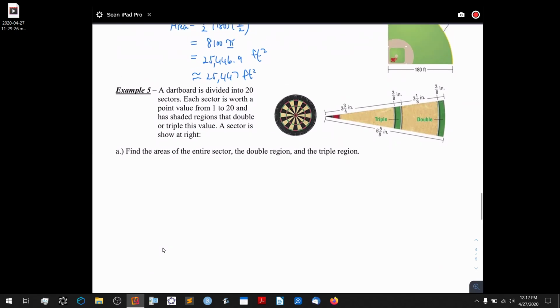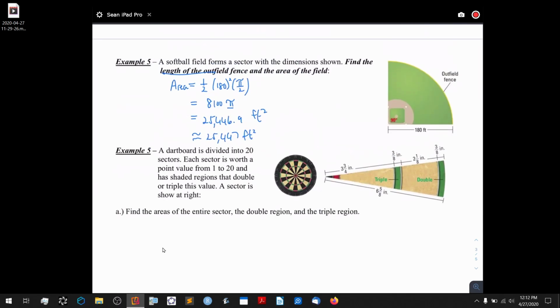All right. And then this is an interesting example. I think example 5. Example 5 is a pretty long example. I don't think I'm going to do all of the parts of this. I think maybe what I'll do is find the area of the entire sector and then maybe the double region, and you can figure out how to do the triple region from our completed note sheet.